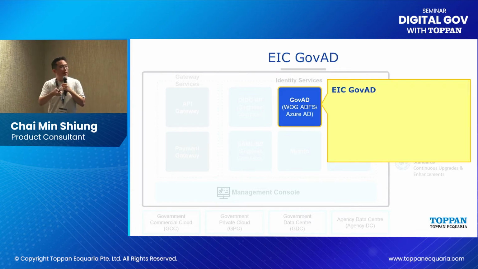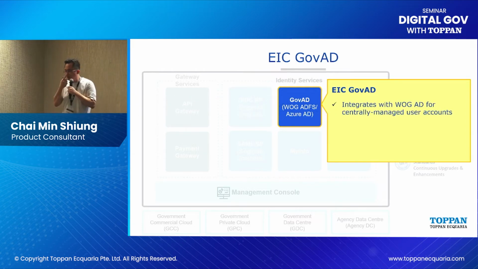A bit of background. Starting from 2022, agencies are recommended by GovTech to progressively implement authentication against your WOG-AD as a prerequisite for your CAM integration. Your CAM integration, your Central Account Management integration, is to align with GovTech's direction to move away from agency-managed user accounts. So you don't want to manage your user accounts at your application level or your agency level, but at the WOG-AD level.